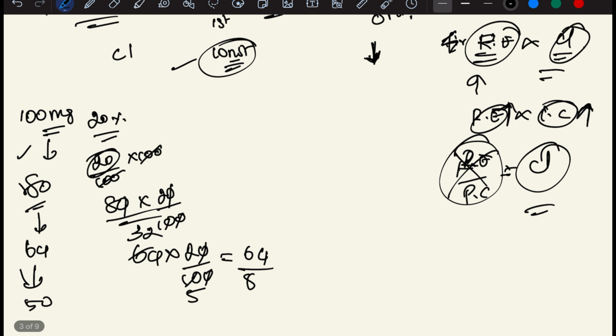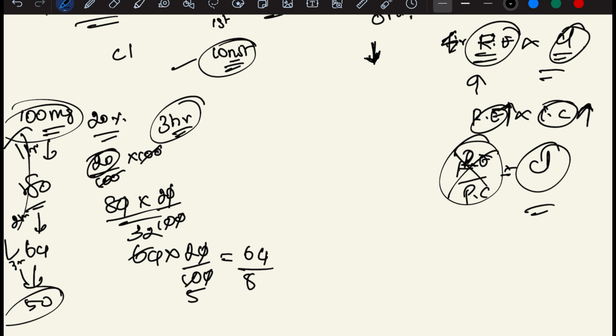So how many half times did it take? That is 1 hour, the first hour, the second hour, the third hour. It took 3 hours to attain half of the initial concentration. If you don't know what half time is, it is the time taken by the body to attain half of the initial concentration. Here it took 3 hours.